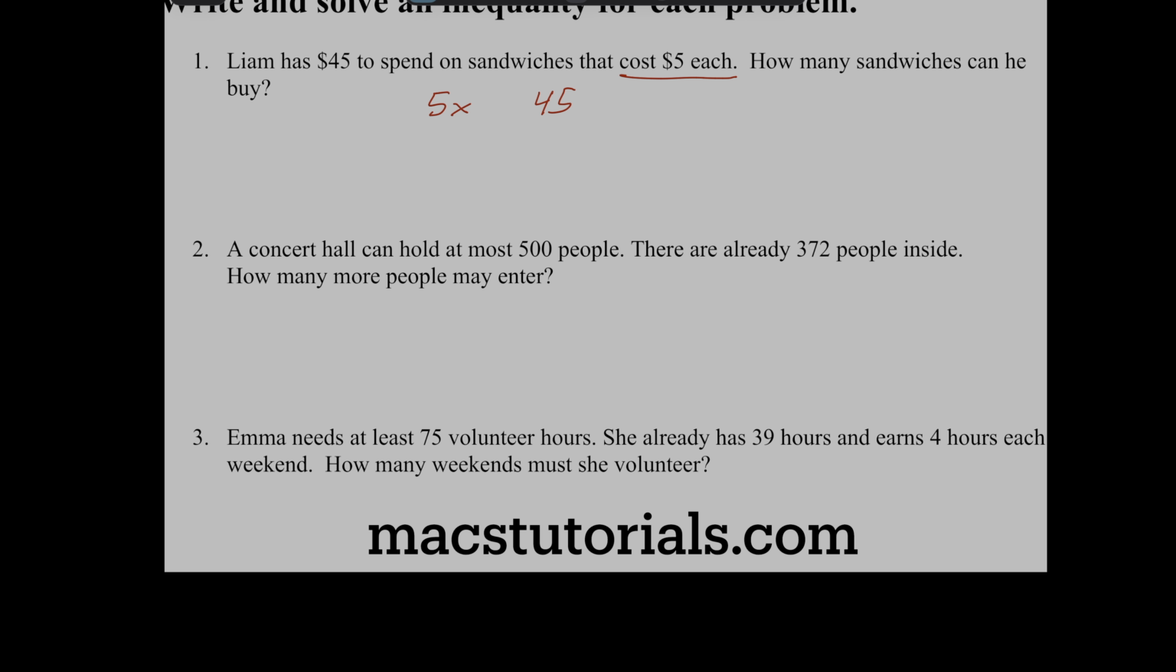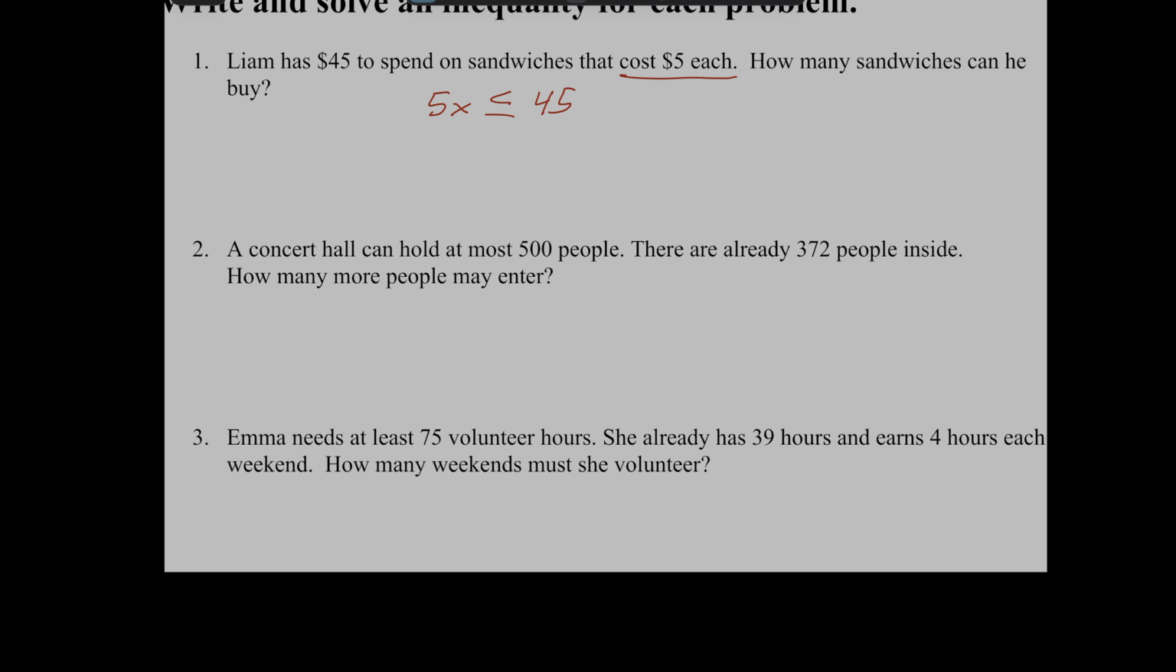Okay, but we know that he's got $45. He can spend all the $45, but you could spend less than. So we want this 5x to be less than or equal to 45. We can't put in a number to make it over 45 because he didn't have more than $45. So we're going to divide each side by 5, and x is less than or equal to 9. So at most, he can buy 9 sandwiches. You can buy 6, you can buy 2. You just can't buy 10.